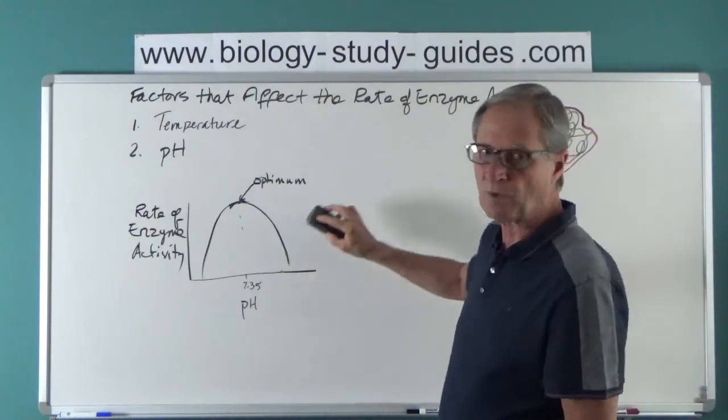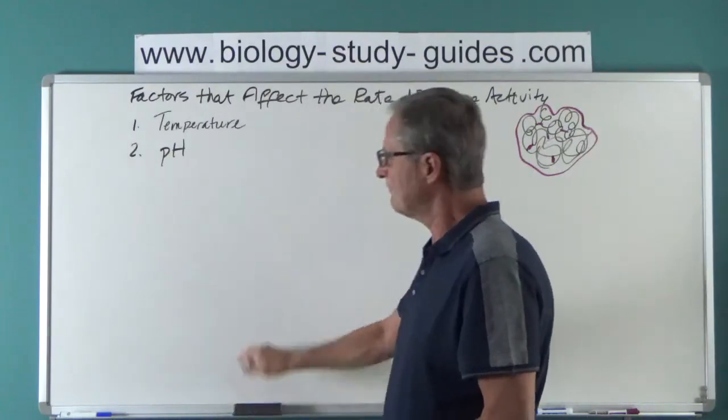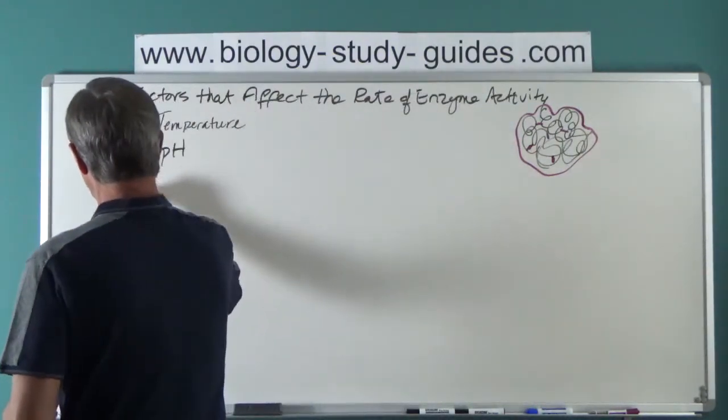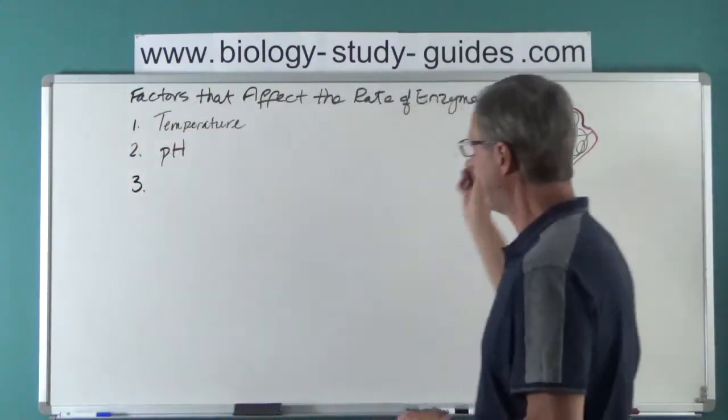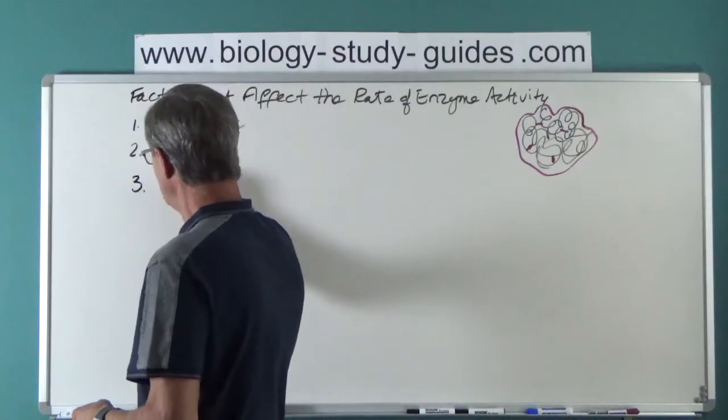Let's look at the third one. The third one is not really an environmental condition. The third one I want to list is something that could be added to it. I'm not talking about adding a base or an acid or something like that to it. I'm talking about the presence of heavy metal ions.